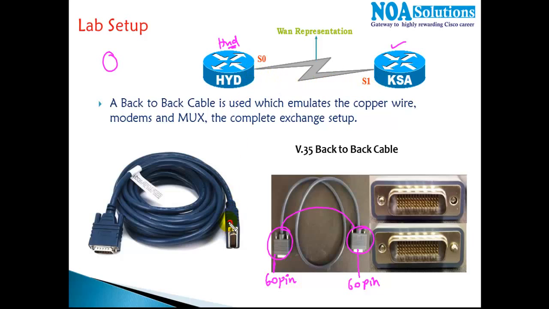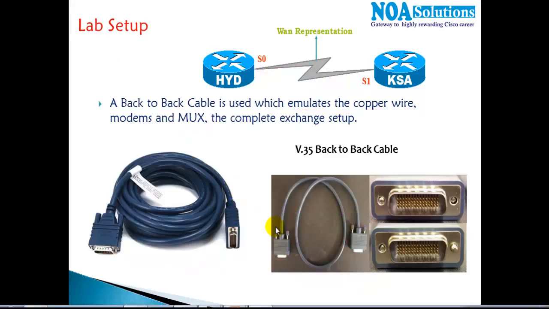And then I'm going to connect one side of the cable on this port and the other side of the cable on the other port, and then we are going to connect this back-to-back cable between the two routers, which is going to emulate my complete copper wire, modem and MUX setup. So in my lab scenarios, I'm going to use this back-to-back cable for providing the connectivity between the two devices. So if you want to set up your home lab, probably you need some back-to-back cable which is going to simulate the complete exchange setup in your labs. Okay, so we don't use a real WAN connection, which is not possible to simulate in the lab scenarios.